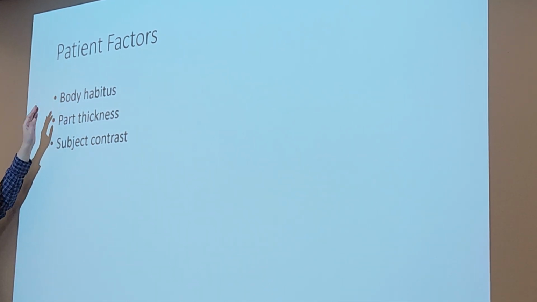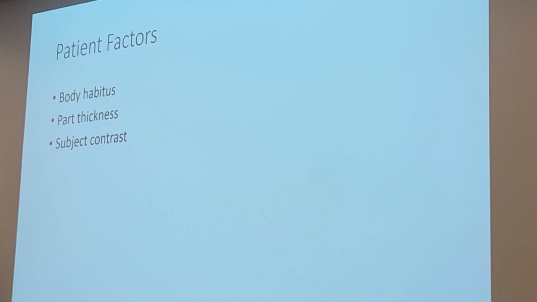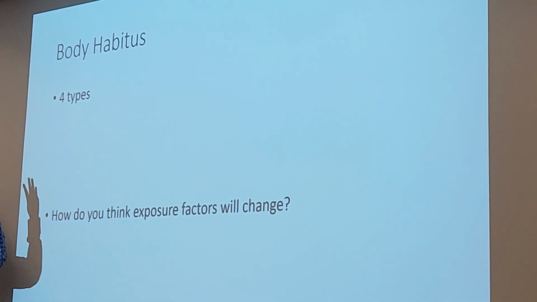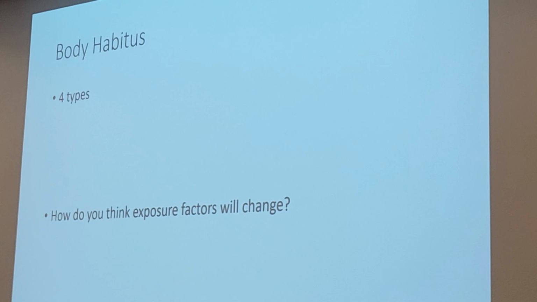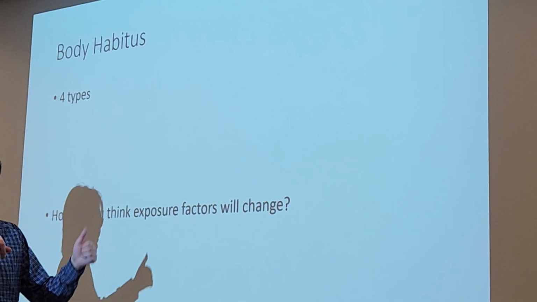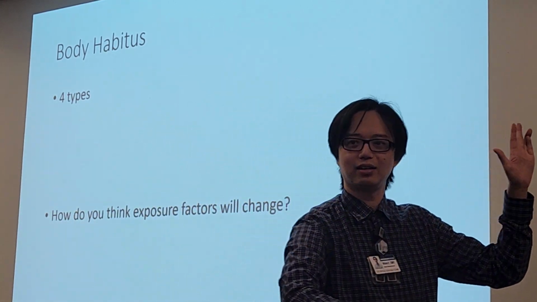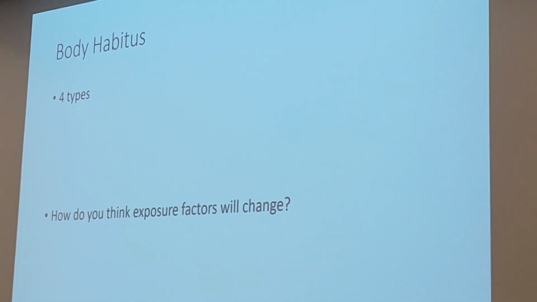Body habitus, part thickness, subject contrast. Right, so now these are things that are related to the patient themselves. Body habitus, 4 types. Okay, summer 1 semester, let's go. What are the 4 types of body habitus? Samantha. Okay, sthenic, hypersthenic, hyposthenic, and asthenic. Very good.